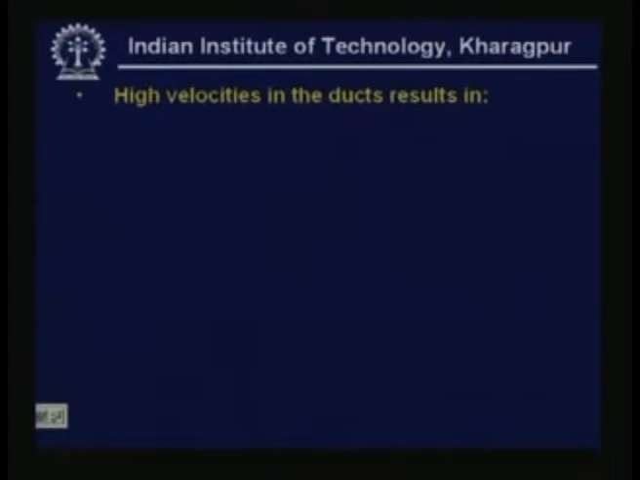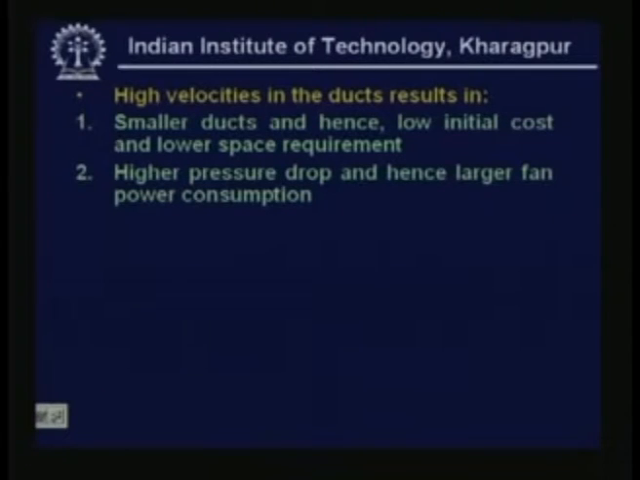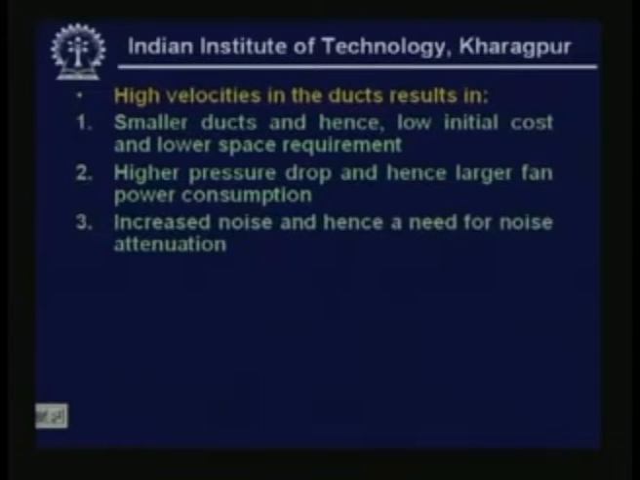Now, what is the effect of velocities? High velocity in the ducts results in smaller ducts and hence lower initial cost and lower space requirement. Since the velocity is high, for the same flow rate we can reduce the cross sectional area, that is how you get smaller ducts. However, if you have high velocities, you will find that the pressure drop will be higher. As a result, the fan power consumption will be higher. Okay, so this is a disadvantage of high velocity systems. In addition to this, due to high velocities there will be increased noise, hence high velocity air duct systems require noise attenuation. Okay, so these are the effects of high velocities.